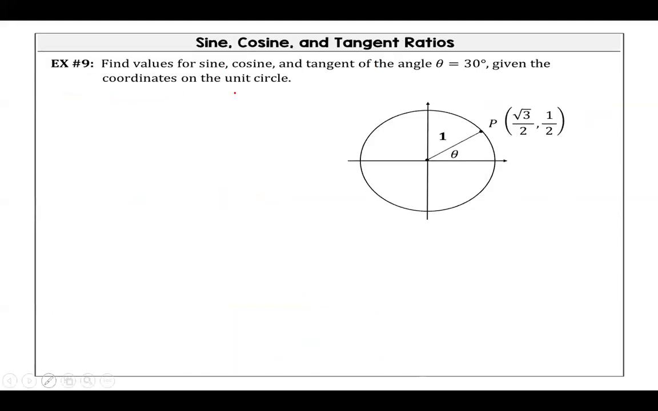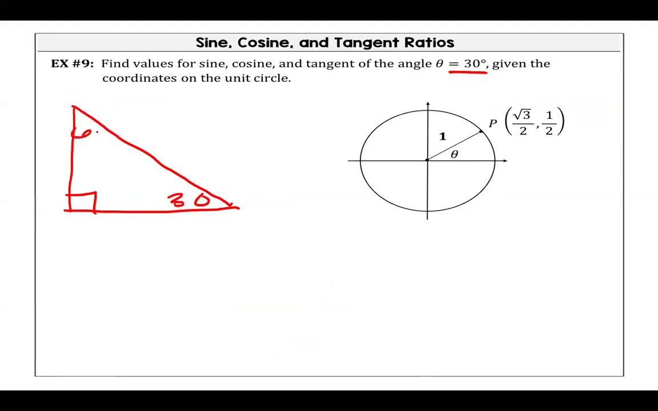For me, on every unit circle that I drew, I always drew the right triangle at the top of it, just in case I forgot what things were. So I always drew my special right triangles. Because this is a 30, the special right triangle that I would have here is going to be a 30-60-90.